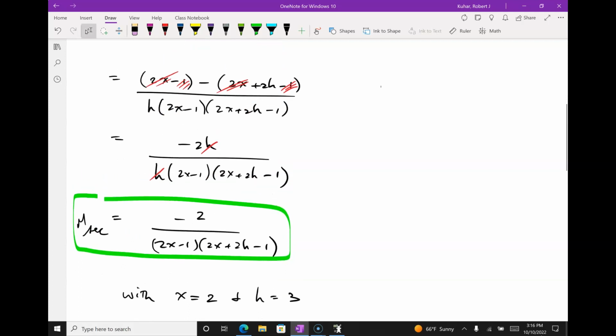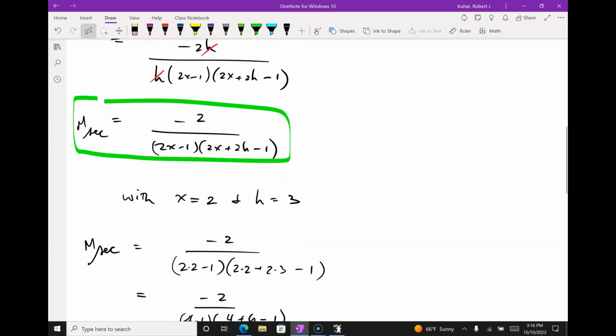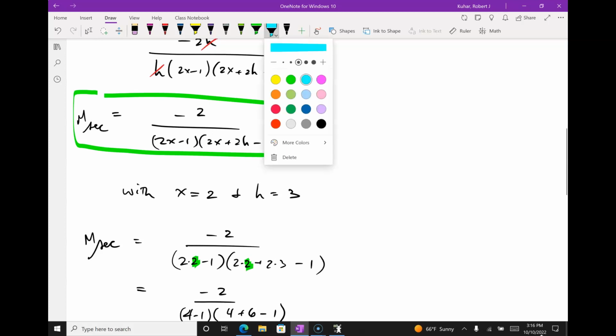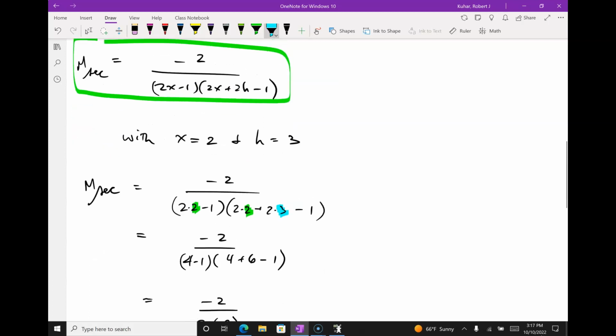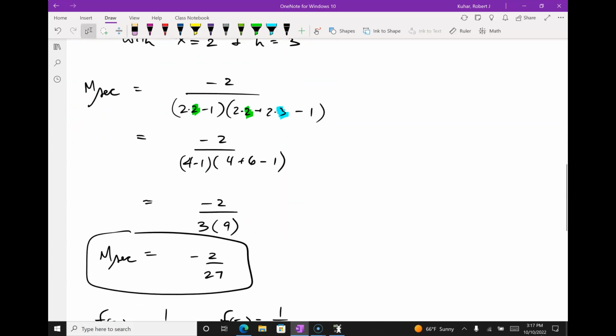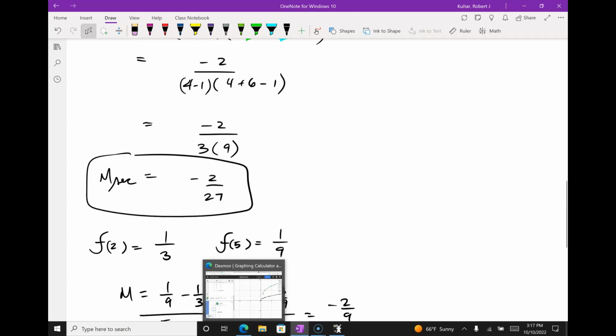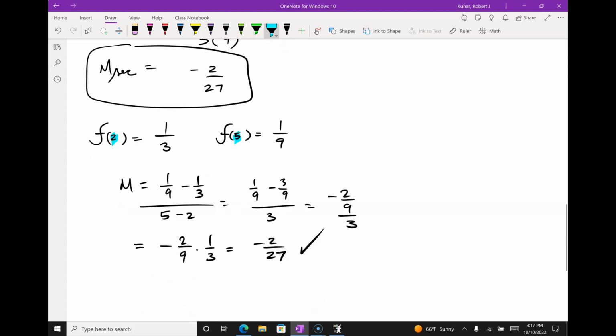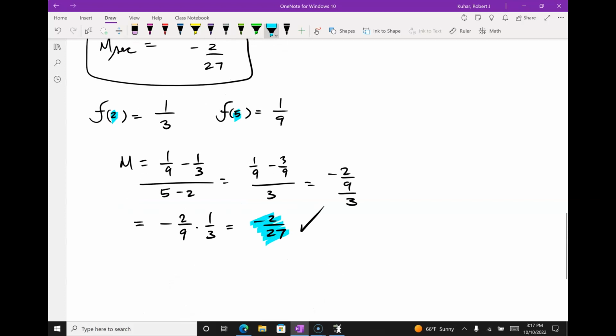Now, I'm going to give you an X and an H, right? So I gave you an X and an H. All I did first was plug in all my X's as 2, and all my H's as 3, right? And then I simplified, and I got the slope negative 2/27. I should look at Desmos and make sure it makes sense that my slope's negative. But then I have to plug those same values. Remember, X was 2, H was 3, so 2 plus 3 is 5. So I'm looking at an X of 2 and an X of 5, right? And then I get that slope. Done. Same answer.